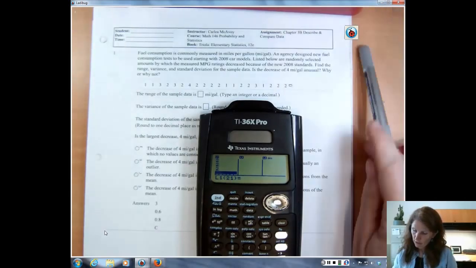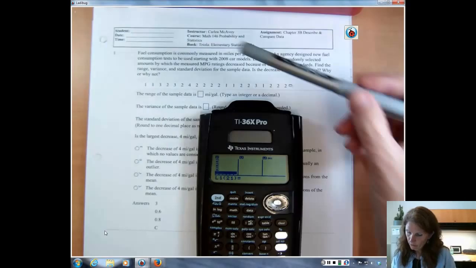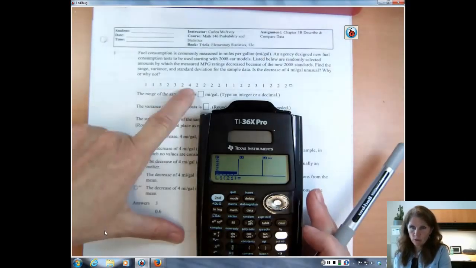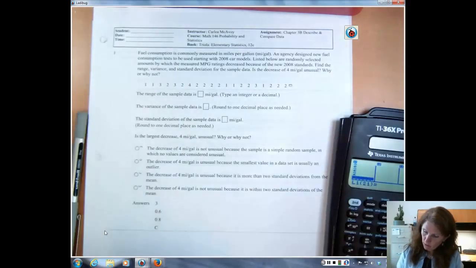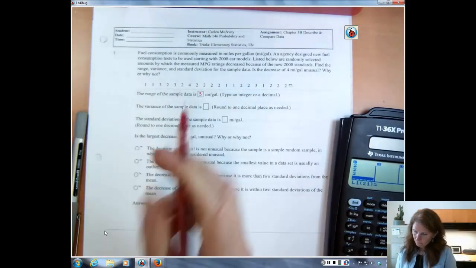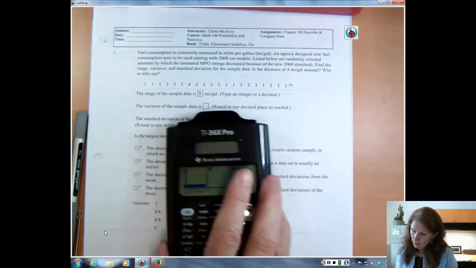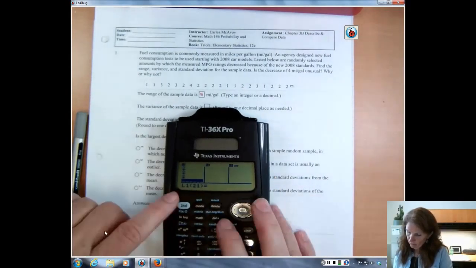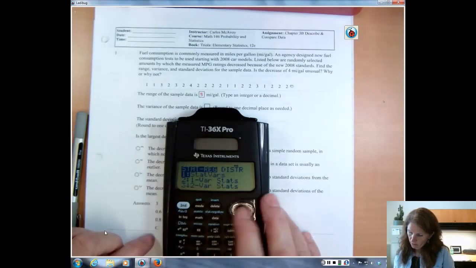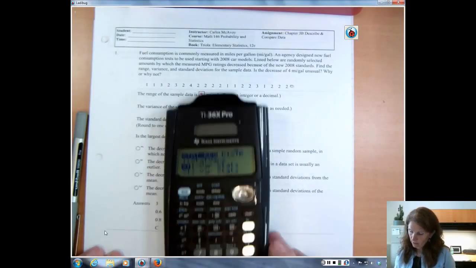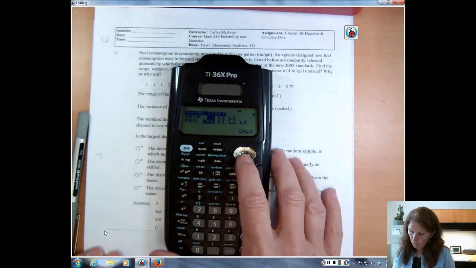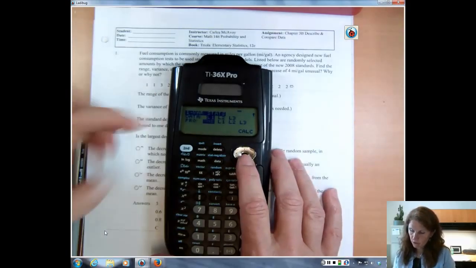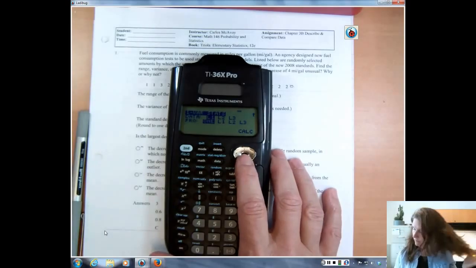And now I want to find the range. Well, on this one again, the highest value I had was 4, and the lowest value I had was 1. So hopefully you can see that that's just going to be 3. All right. Now the variance of the sample, I'm going to do second function, data, and one variable stats here. I'm going to hit enter. I have my data in L1. I just have one of each one of those. Actually, I have more than one, but I've just counted each one as one single data spot. And then I'm going to hit calculate.